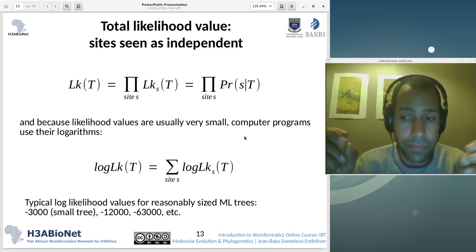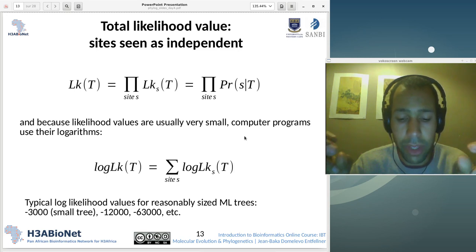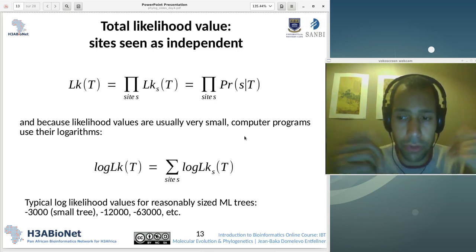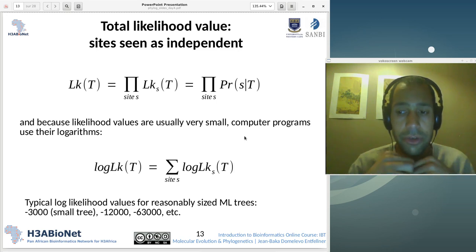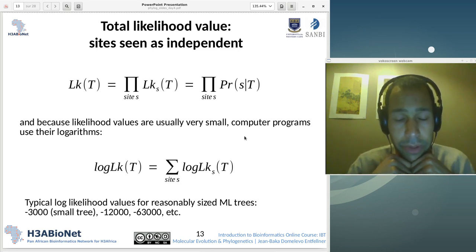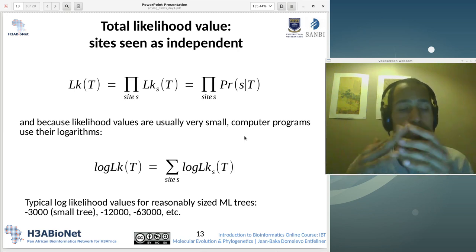So sites in a protein alignment have some interactions, sometimes distance interactions between amino acids in the chain of residues. So we know this assumption only leads to an approximation, a simplification of the reality, but it works quite well, and it's very useful in order for us to be able to calculate likelihood values efficiently.